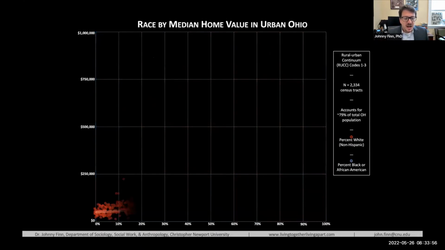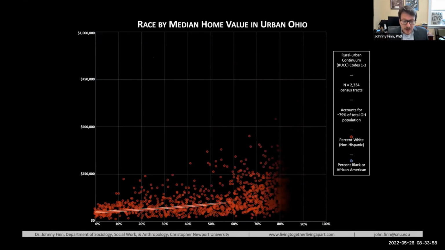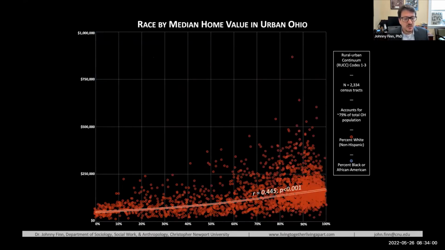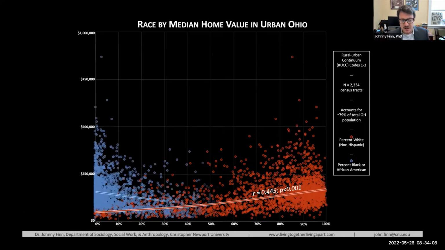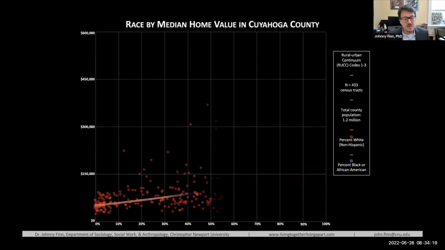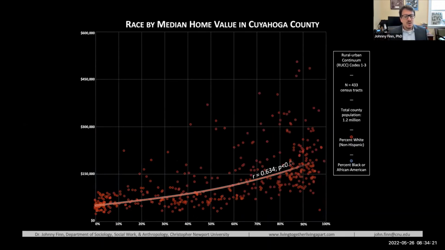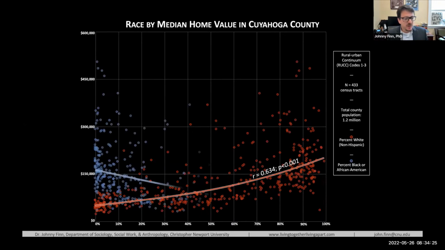And what you can see again is a strong and very statistically significant positive correlation between percent white by census tract and median home value. And then the same in reverse is a strong and statistically significant negative correlation between percent African-American and home value. And when you zoom into Cuyahoga County, it's amplified even further. So let me just put this data out there and visualize it for you.